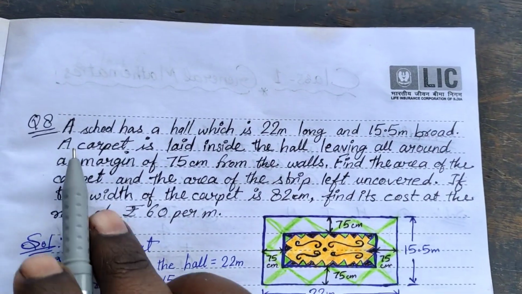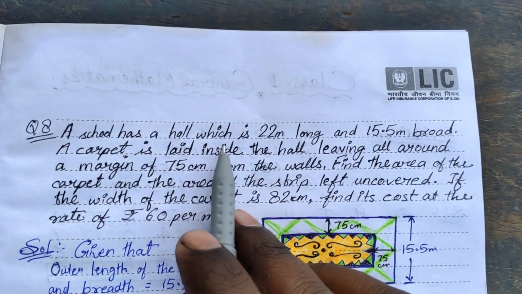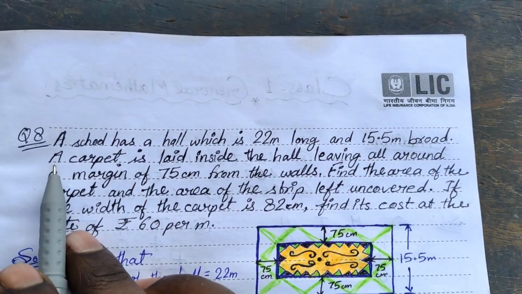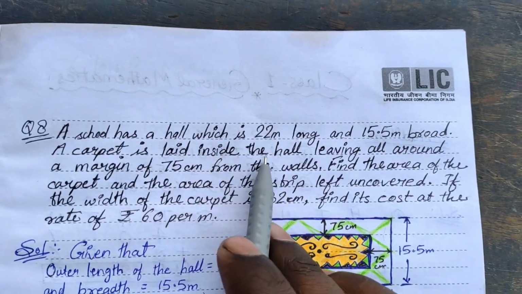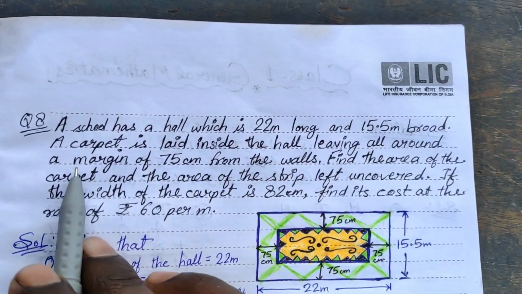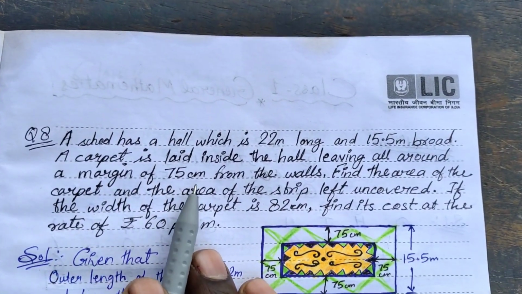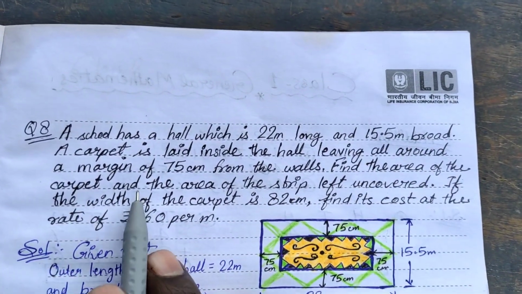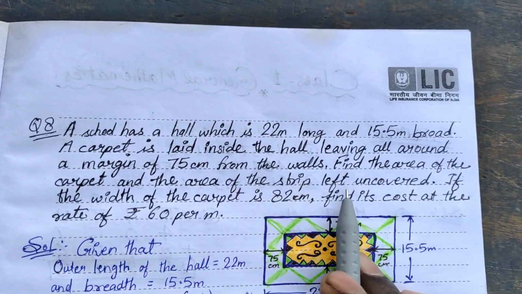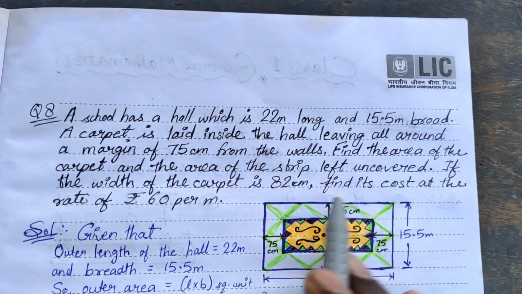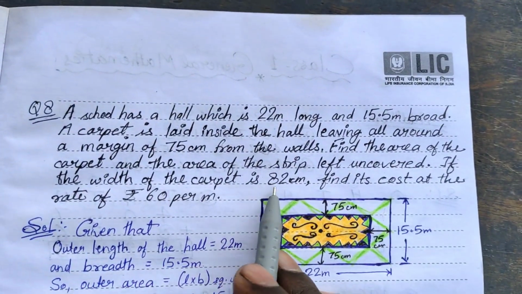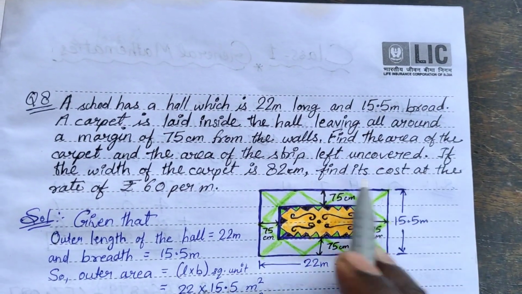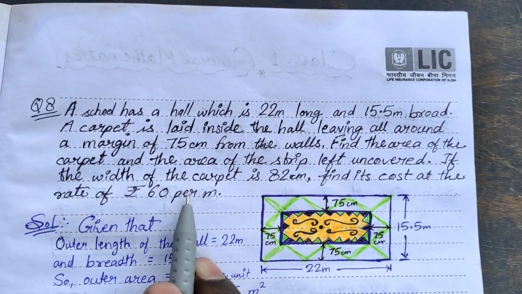Now question number 8. A school has a hall which is 22 meter long and 15.5 meter broad. A carpet is laid inside the hall, leaving all around a margin of 75 centimeter from the walls. Find the area of the carpet and the area of the strip left uncovered. If the width of the carpet is 82 centimeter, find its cost at the rate of rupees 60 per meter square.